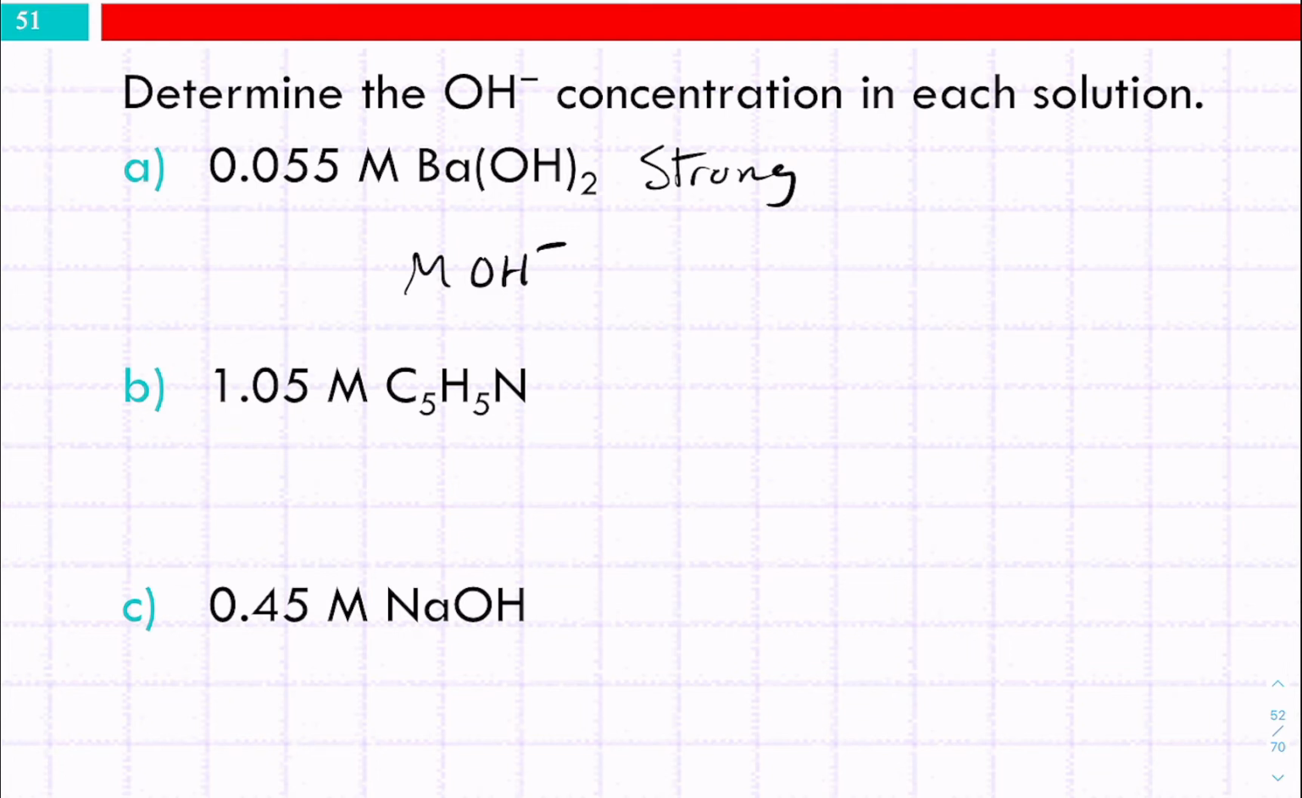Zero. 0.055. So it's the same. Oh, I'm sorry. Close. It's 0.055 times 2 because barium hydroxide has 2 hydroxides. So it's actually 0.110 molar.